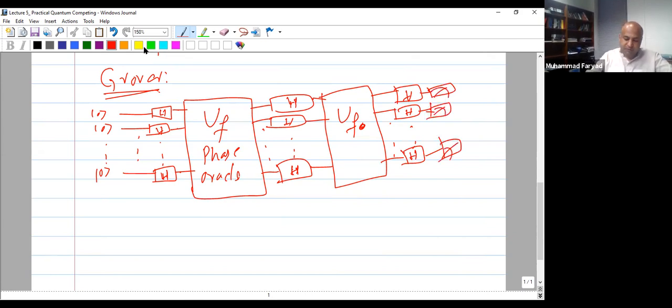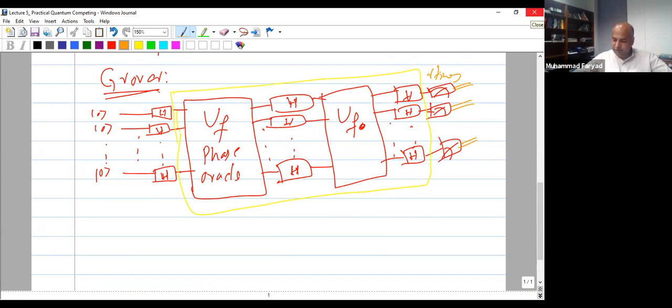But before you perform the measurements, you might have to repeat this part of the algorithm many times. It might have to be repeated r times, and we'll compute how many times this has to be repeated. And then you perform the measurements, and at the output, you will have the index of the thing that you are trying to search for.